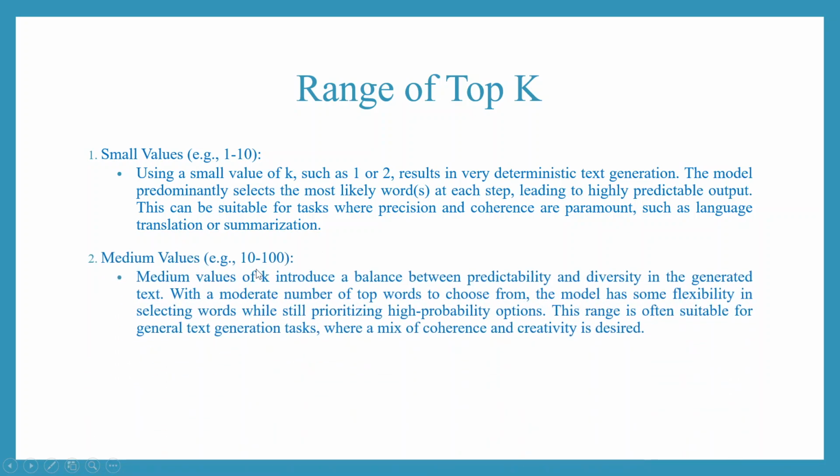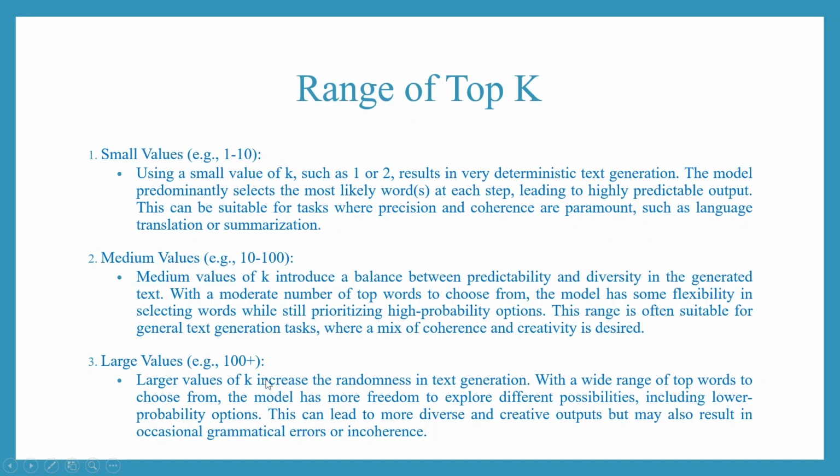Medium values, 10 to 100. Medium values of K introduce a balance between the predictability and diversity in the generated text. With a moderate number of top words to choose from, the model has some flexibility in selecting the words while still prioritizing high probability options. This range is often suitable for general text generation tasks where a mix of coherence and creativity is desired.